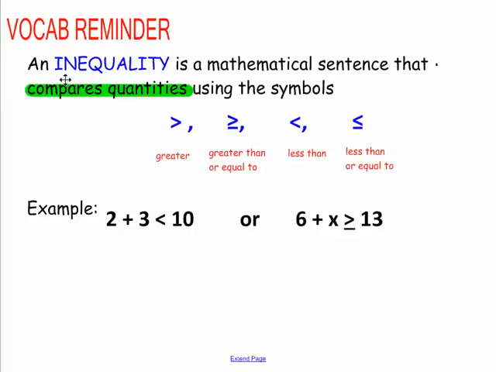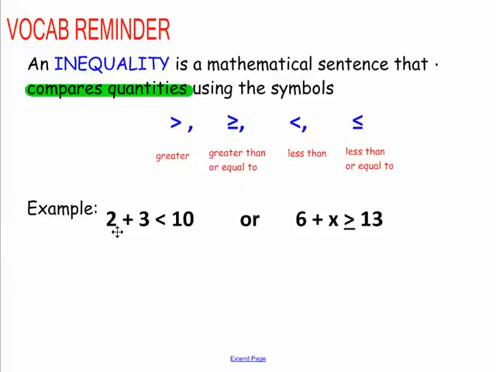Let's look first at the word inequality. An inequality is a number sentence that compares quantities. So we're going to be using it in number sentences. So inequalities are greater than and less than, but we're going to be adding greater than or equal to. So this little line underneath here means or equal to. So this is my greater than, this is greater than or equal to. All right, so go ahead and write that down.